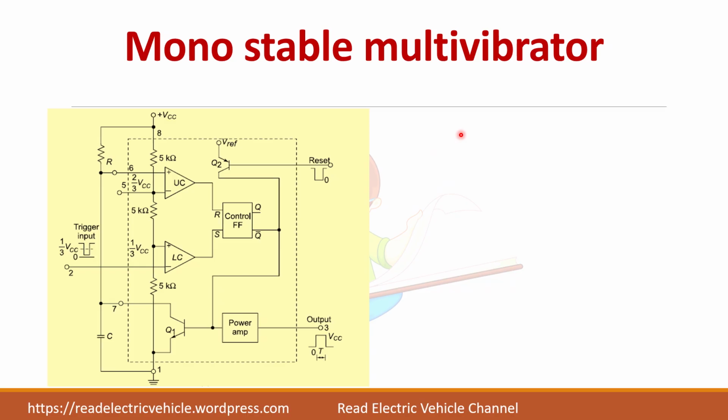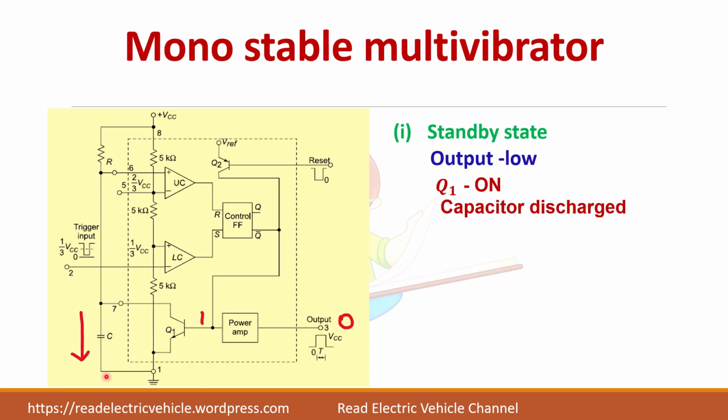So let us start with the standby state, in which the output is 0. If here we have a 0, here it is going to be 1. If this is 1, it means that this transistor Q1, that is the discharge transistor, is on. If this is on, the capacitor is completely discharged. Now we can start our experiment, because the capacitor is in a completely discharged state.